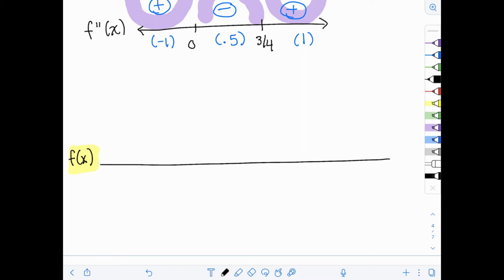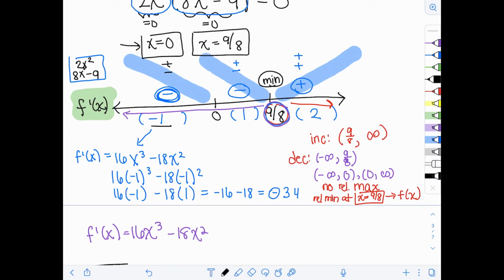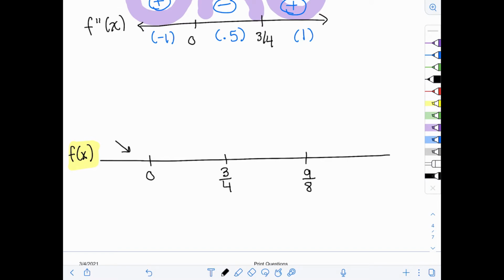And so what do we have? Well, we had the number 0, and then we've got 9/8 and 3/4. So 3/4 is smaller than 9/8, so I need to make sure to write it in the correct order. These are all our intervals. First I'd go back to the first derivative. Basically it's decreasing all the way up to 9/8. So I'm going to indicate that: decrease, decrease, decrease, and then after 9/8 it's increase.